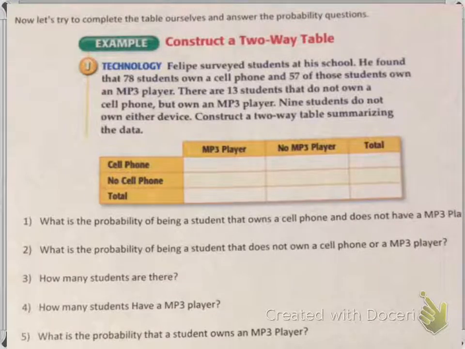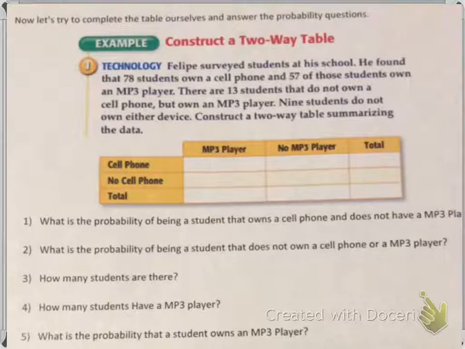He found that 78 students own a cell phone, and 57 of those students own an MP3 player. There are 13 students that do not own a cell phone but own an MP3 player. 9 students do not own either device. Construct a two-way frequency table summarizing the data.